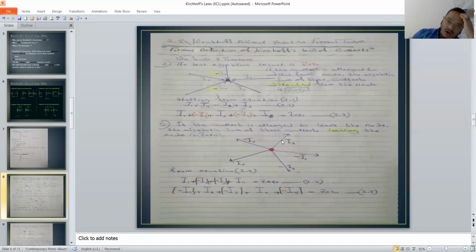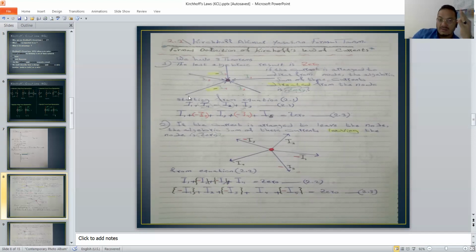Now, I took this information from a source, and I put the source picture at the last slide. Let's go directly to 2.2 and explain the formal definition of Kirchhoff's law of currents.